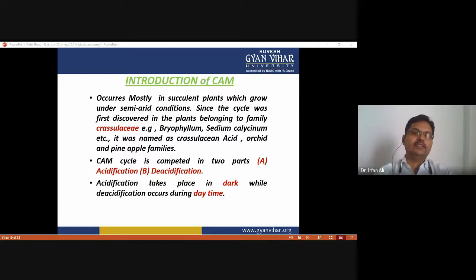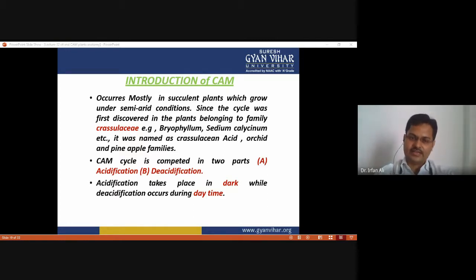Some of the plants are Bryophyllum, Bryophyllum calycinum, and it was named crassulacean acid metabolism. Orchid and pineapple families also have the CAM pathway. The CAM pathway is completed in two parts. The first part is acidification, and the other part is deacidification. So this is an important term here. This pathway occurs in two phases or two parts.